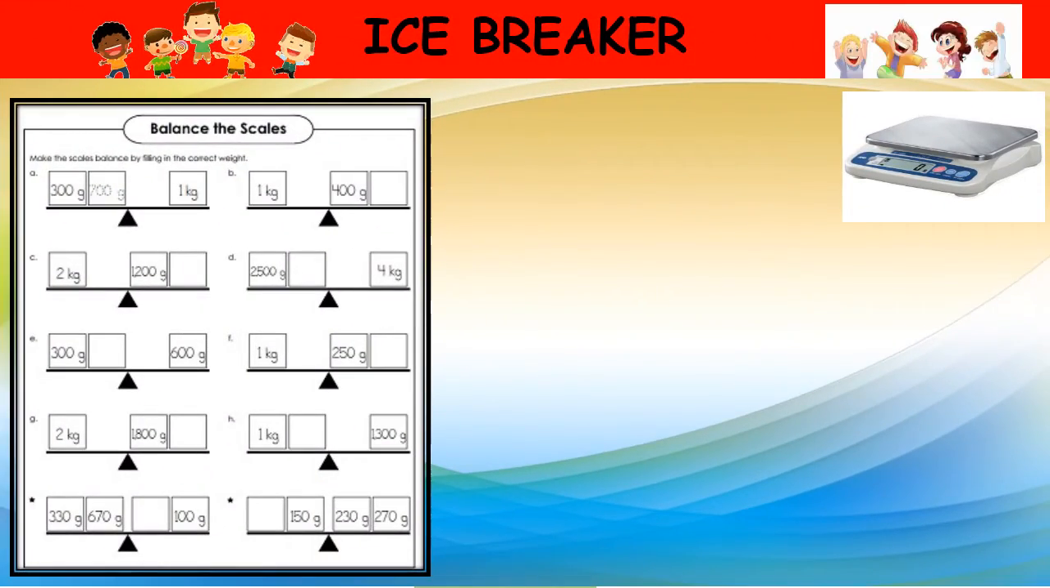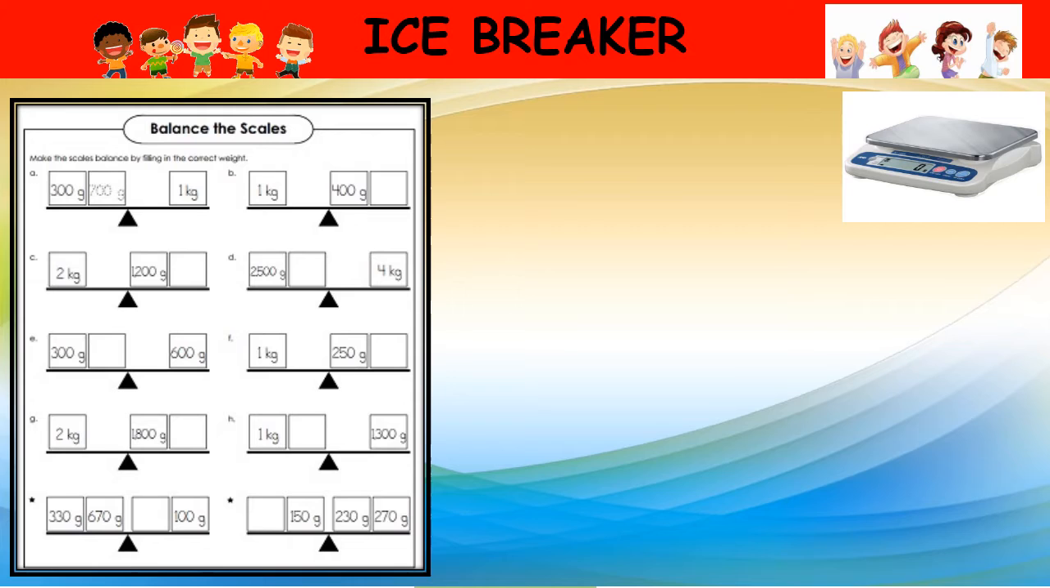Now let's play some brain game. Here, balance the scales. You can see the scales here. You have to write the numbers which shall be balancing these scales. Like see the example A here, 300 grams and one blank box is given. That will be balancing to 1 kg.